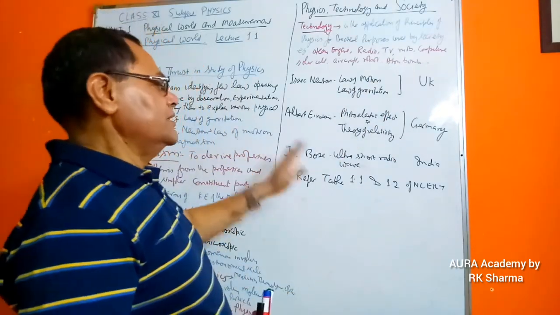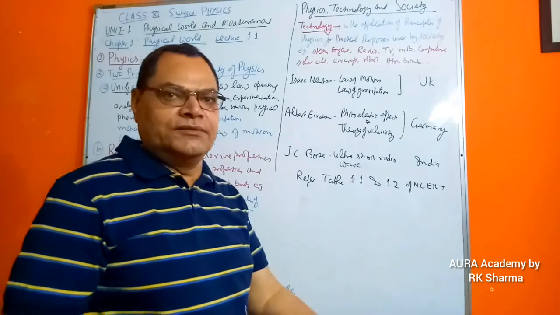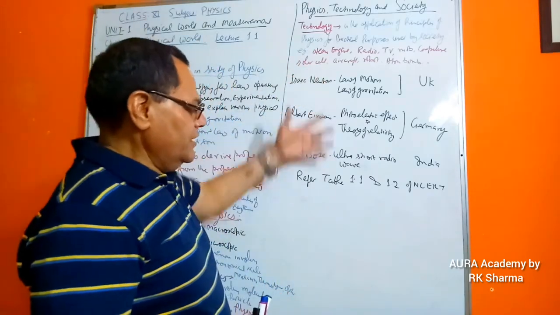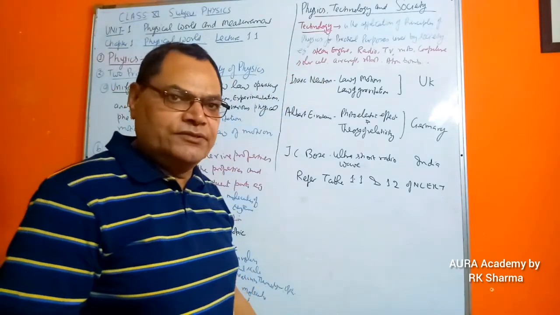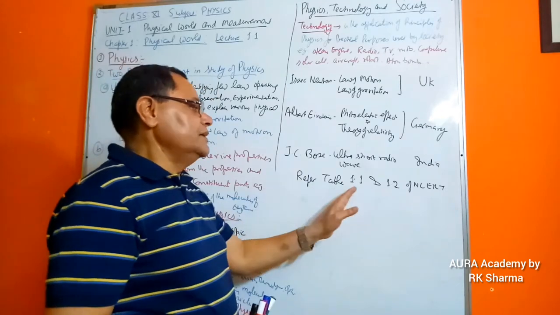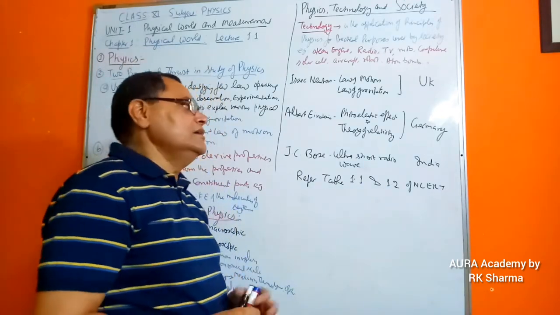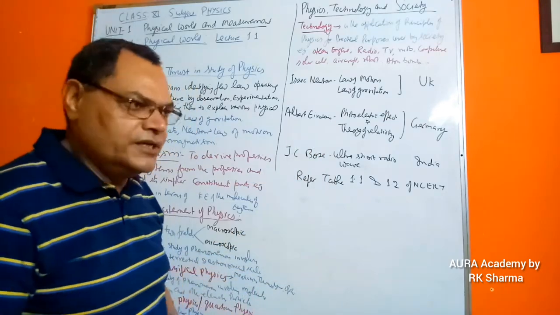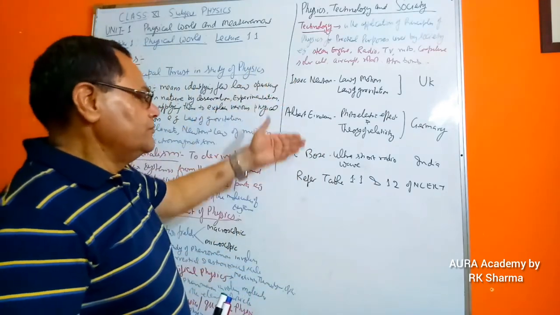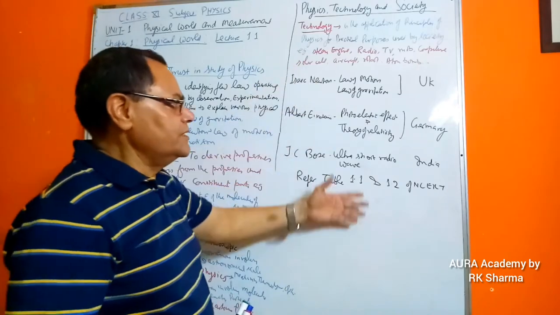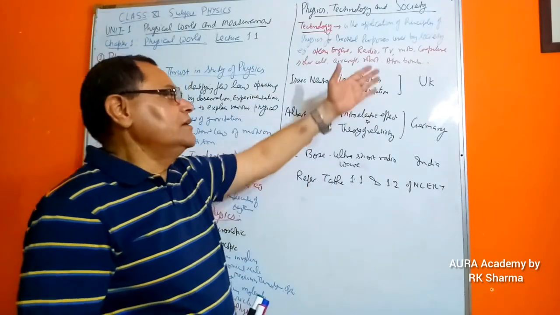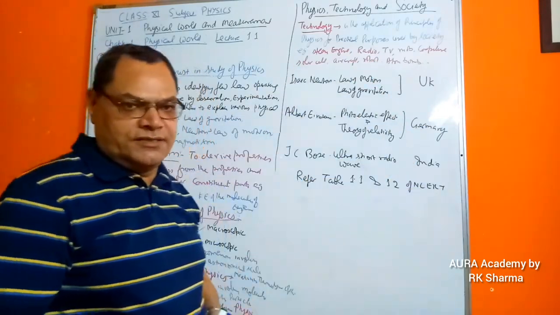There is a table given in the NCERT book. If we name many of them, it takes a lot of time. So please refer to Table 1.1 and 1.2 of NCERT to enhance your knowledge about the names of the scientists, their discoveries or inventions, and their country of origin.